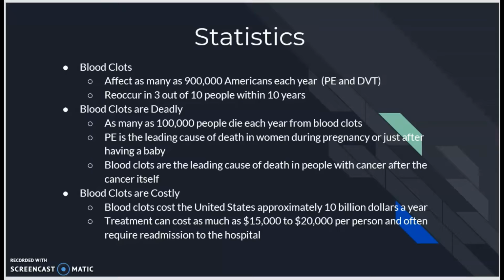Blood clots affect as many as 900,000 Americans each year. They reoccur in 3 out of 10 people within 10 years. As many as 100,000 people die each year from blood clots. A pulmonary embolism is a leading cause of death in women during pregnancy or just after having a baby. Blood clots are the leading cause of death in people with cancer after the cancer itself. Blood clots cost the United States approximately $10 billion a year.